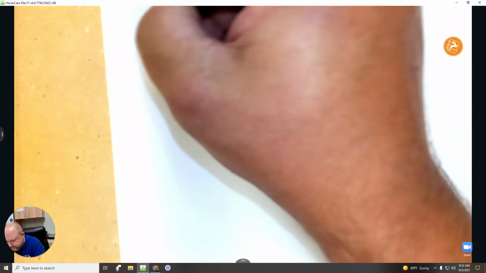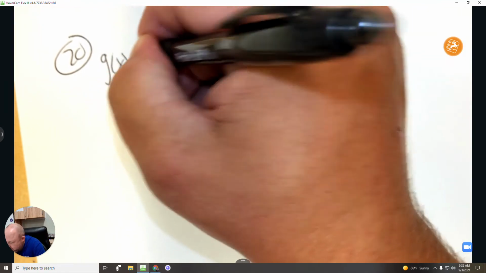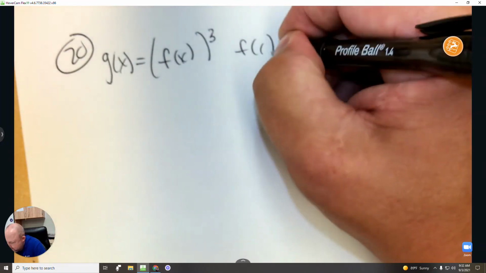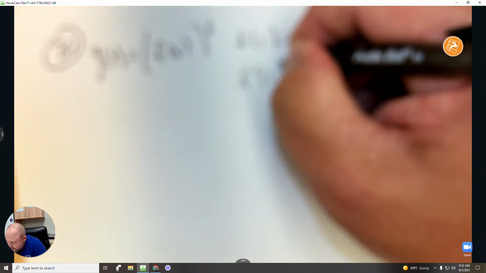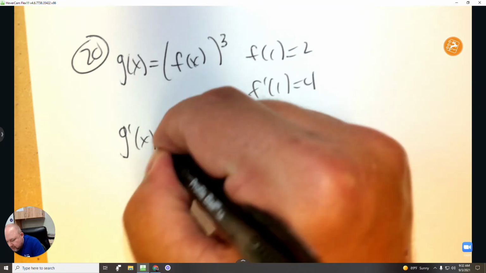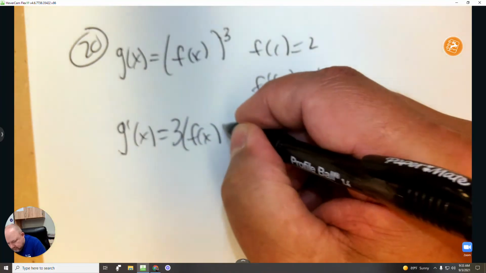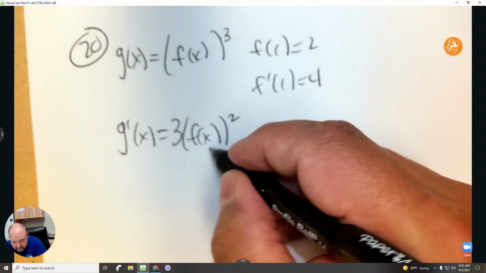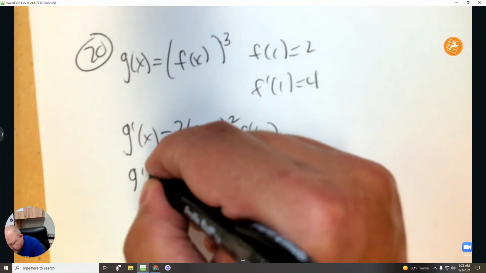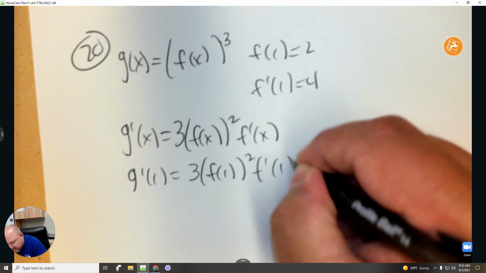Number 20. G at x equals f at x, that. And it says find the derivative at 1. So first of all, what's the derivative here? So 3 times 1 in front, subtract 1 to the exponent, and then the hook, the derivative of what's inside is this. Then plug in 1 to find the derivative at 1. So wherever there's an x, put in 1, and then we have values to put in.